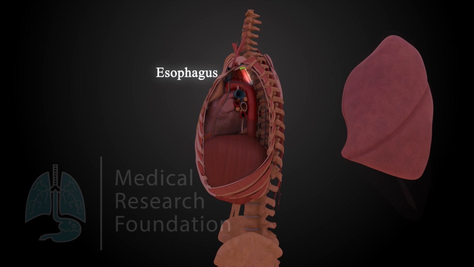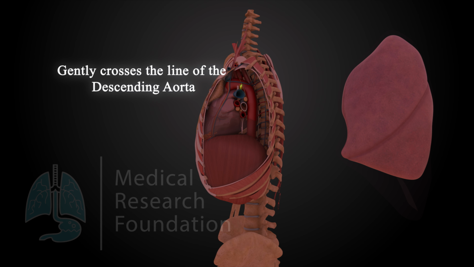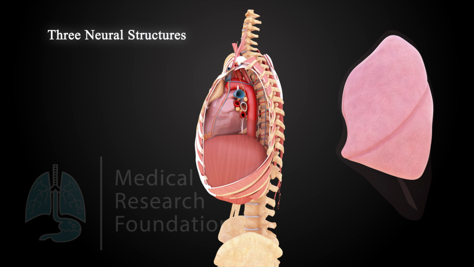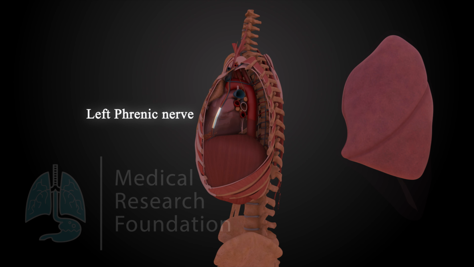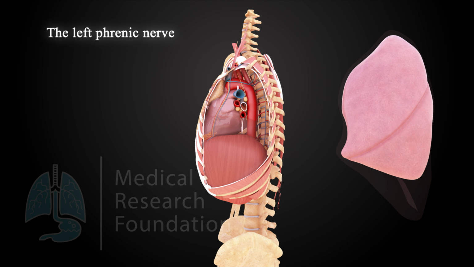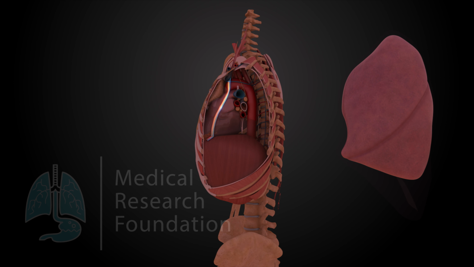The esophagus, as it descends through thorax, shifts to the left behind the heart and gently crosses the line of the descending aorta. 3 neural structures: left phrenic nerve, left vagus nerve, and left sympathetic chain. The left phrenic nerve crosses the aortic arch on the left side, passes in front of the lung root and runs down superficial to left ventricle to reach the diaphragm.